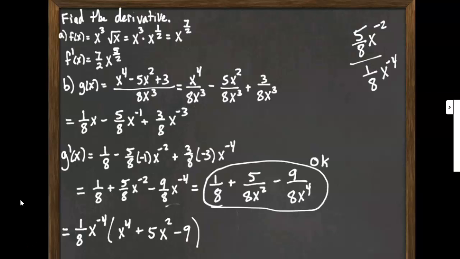And then what we can do to finish this problem off is take the 8, move it to the bottom, take that x to the negative fourth, move it to the bottom. And now our answer is written as a single fraction. And like I said, sometimes that's going to be preferable. We're going to be able to do things easier with our functions as we start looking at applications of derivatives when they're written sometimes as a single fraction like this.